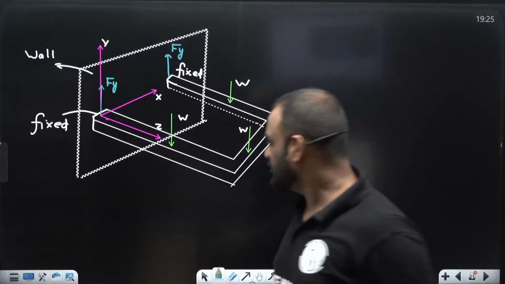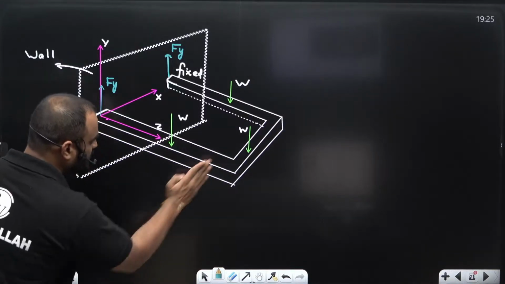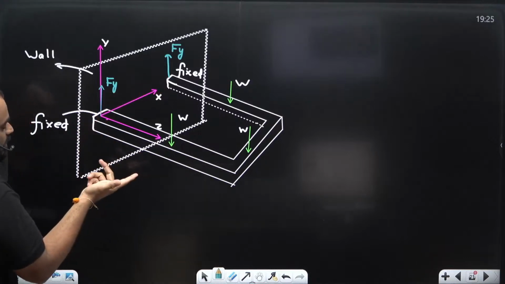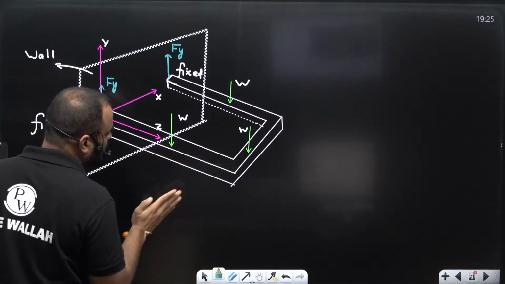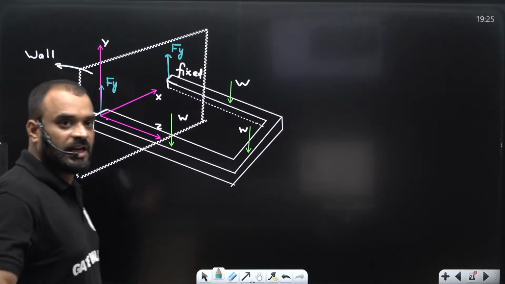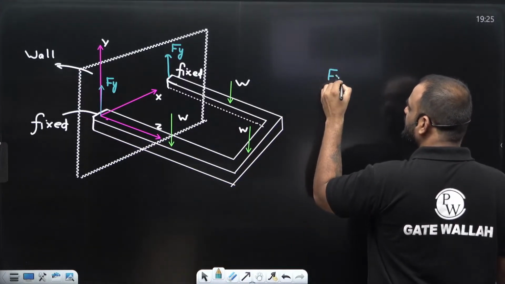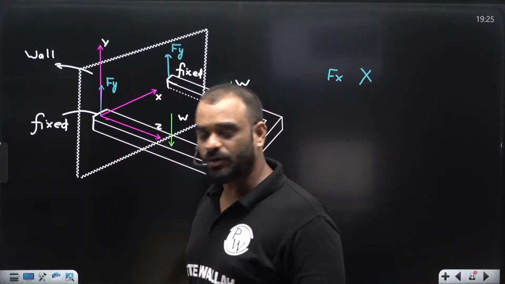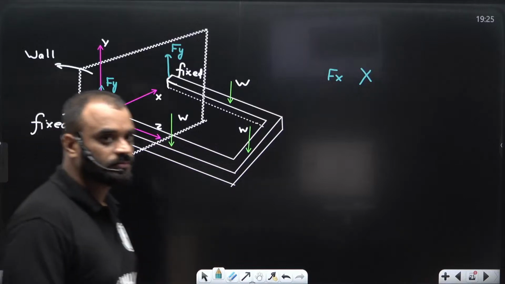Now tell me guys, do you have any kind of horizontal action in this direction so that the horizontal reaction Fx will develop? Will Fx develop or not? Because there is no action in this particular direction, can I say that this horizontal reaction will also not develop? Fx will not develop in this case. Yes or no?